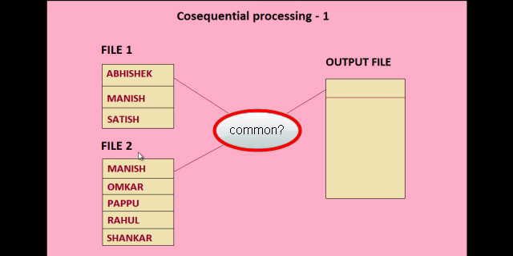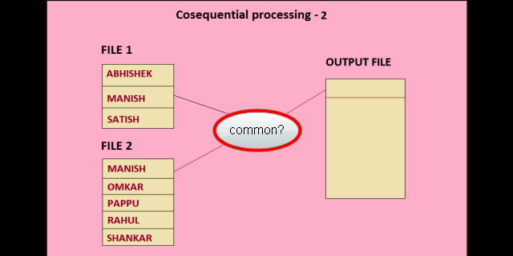If the names are not equal, that is, they are not the same, then read the next name only from the file which corresponds to the lesser name. For example, in this case, I read Abhishek from the first file and Manish from the second file. They are not equal and the lesser name is Abhishek. So I read the next name from file 1. So my next image will be like this.